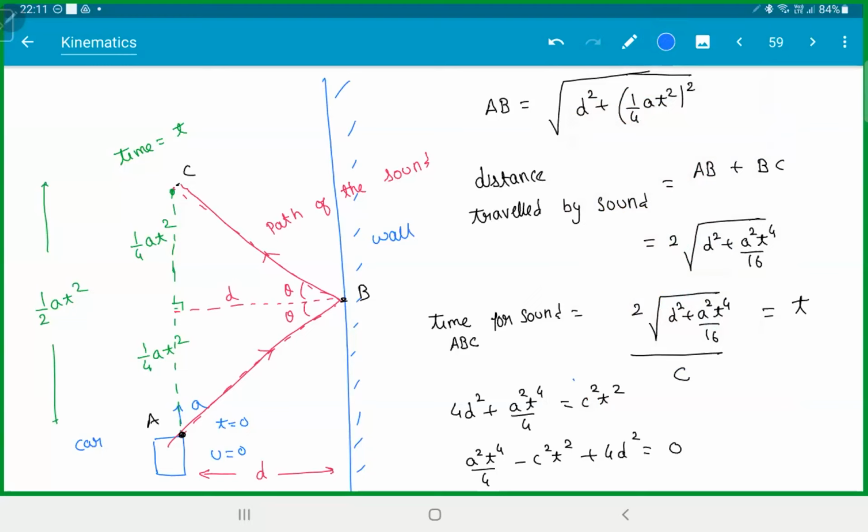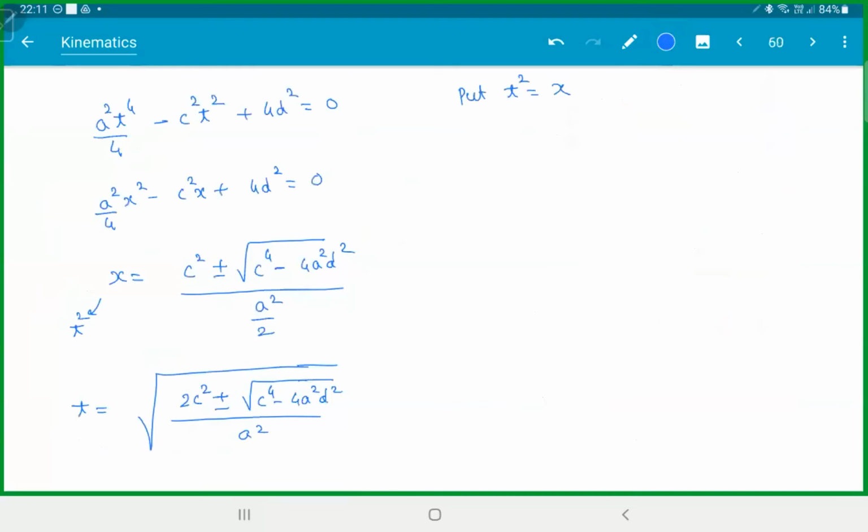There is something more interesting I can ask you in this. Find the condition if the man never hears the echo. There's a question like that also. Tell me what should happen for that. What is the condition? If the man should not hear an echo, what should happen? If the discriminant b square minus 4ac becomes less than 0, what does that mean? Roots are imaginary. Means there will be no time for which he will hear an echo. That is, he can't hear an echo.